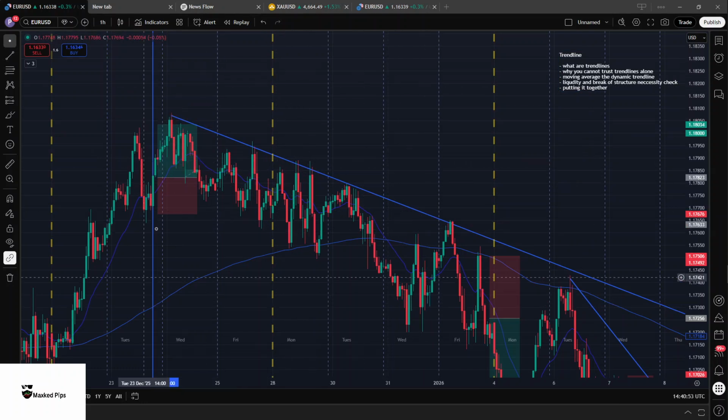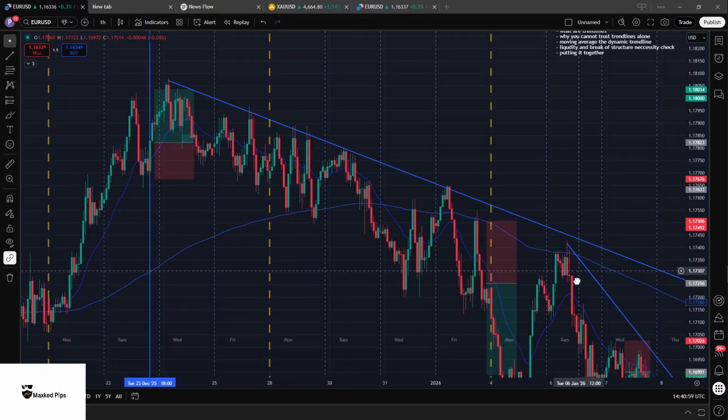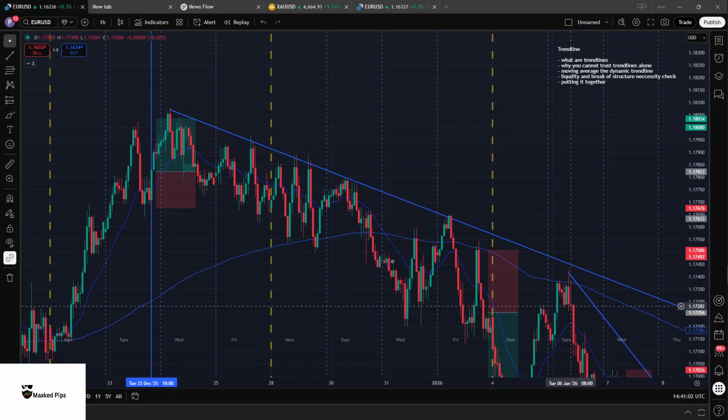So this scenario is starting from the 23rd of December until the 6th of January. I decided to use a recent example. This is a trendline. Now, how do you know a trendline? You know a trendline if it is able to touch at least two tops. If you draw a diagonal line in the market and it is able to touch two market tops or market lows diagonally, then that is your trendline.